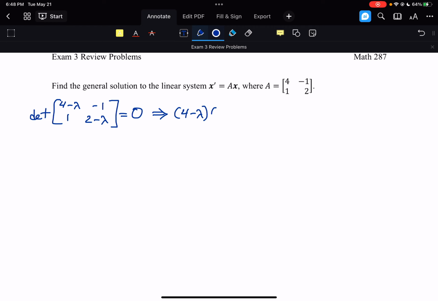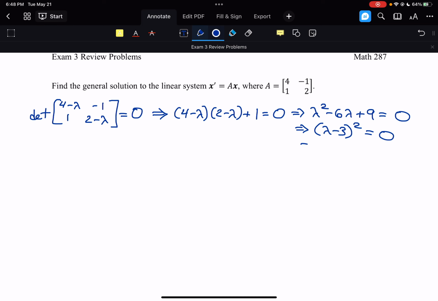So we get 4 minus lambda times 2 minus lambda minus negative 1, so plus 1 equals 0. Expand that out. We get lambda squared minus 6 lambda plus 8 plus 1, so that's plus 9 is 0. Factor, this one does factor as lambda minus 3 squared, which gives us lambda equals 3 and 3, or you can just say 3 with a multiplicity of 2.